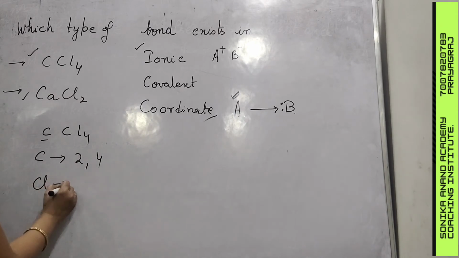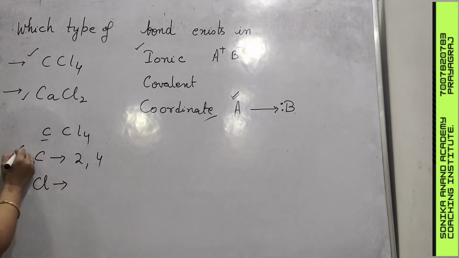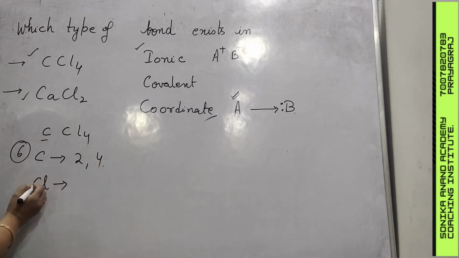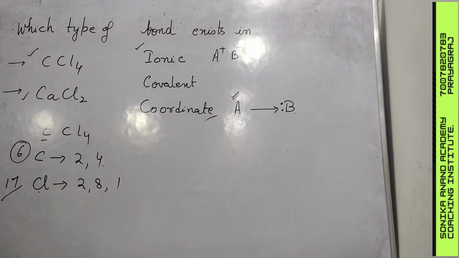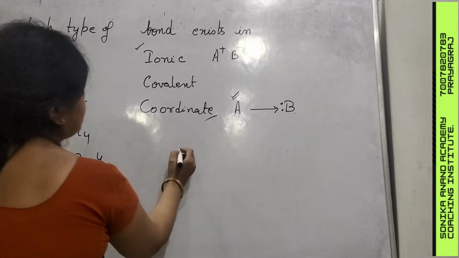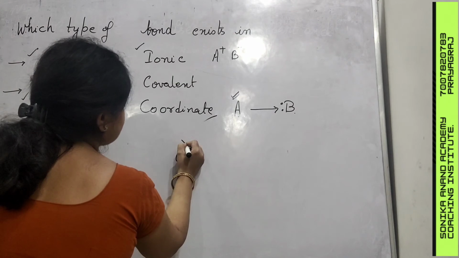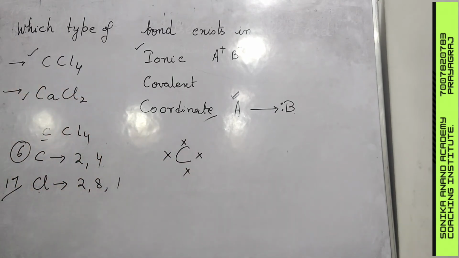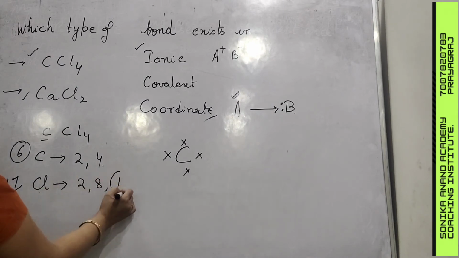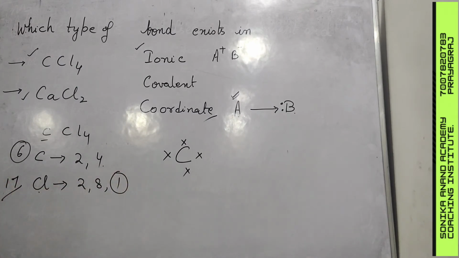And for carbon, we know its atomic number is 6, so 2 and 4. For chlorine, the atomic number is 17, so we have 2, 8 and 7. Clear? Now, here it is carbon, and 4 electrons are present in the outermost orbit. And in chlorine, 7 electrons are present in the outermost orbit.